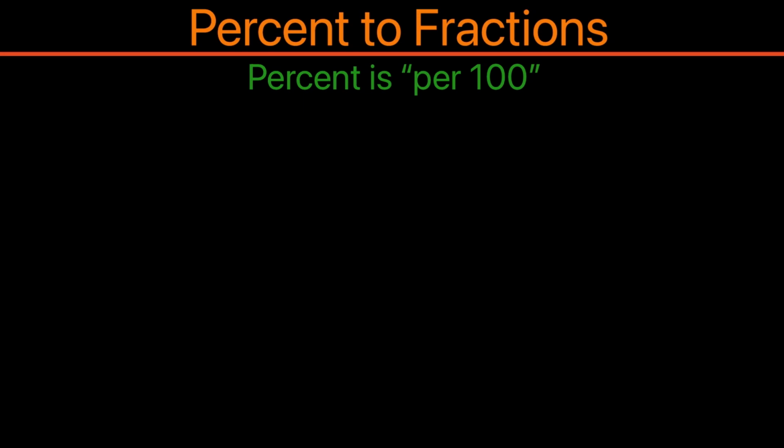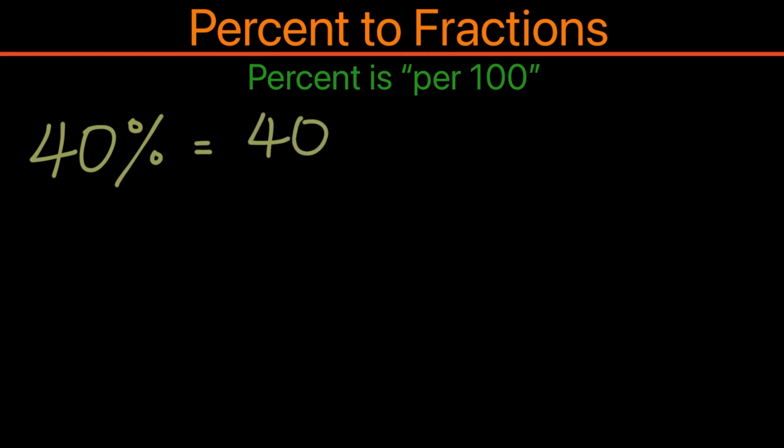Now what about this one? 40%. So 40 per 100 is 40 over 100. Now let's try to simplify that.